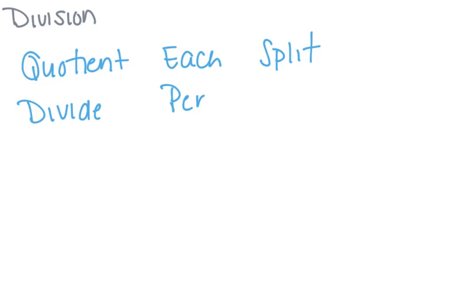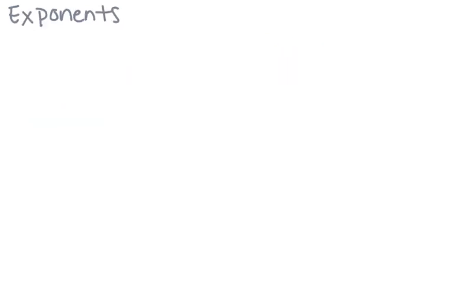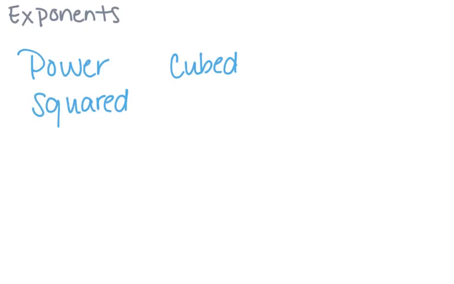And on to multiplication. Some key words for multiplication are product, multiply, times, every, double, triple, of, as much, and each. Keywords for division are quotient, divide, each, per, and split. And lastly, we have exponents. So some keywords for exponents are power, squared, and cubed.